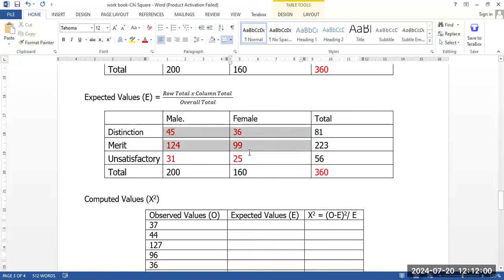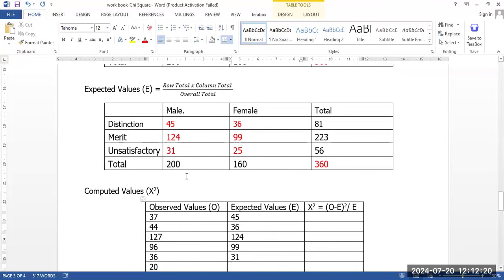Then do the same for expected values. These are your expected values. This is a row, make it a column. 45, 36, 124, 99, 31, 20, 25.